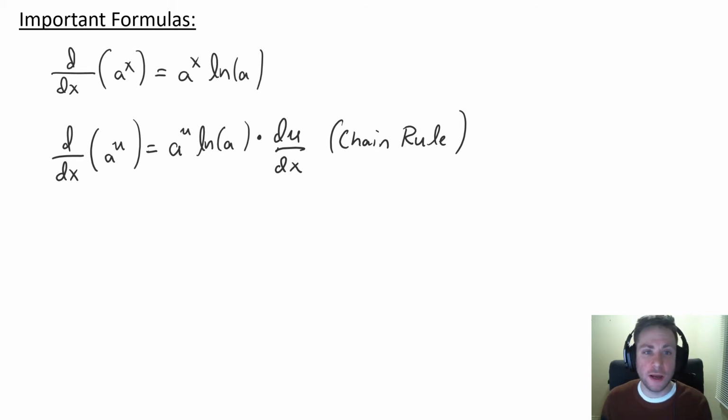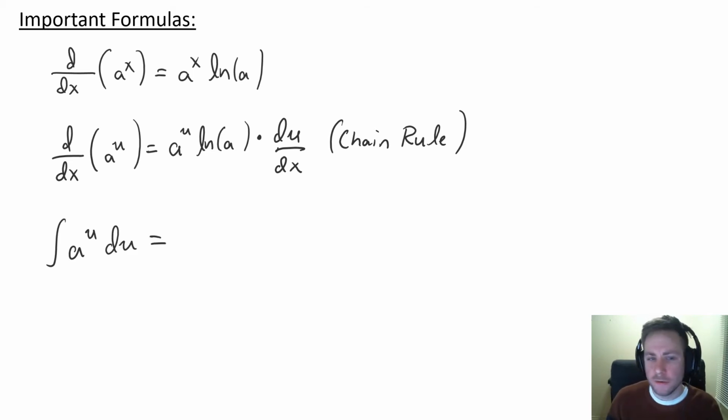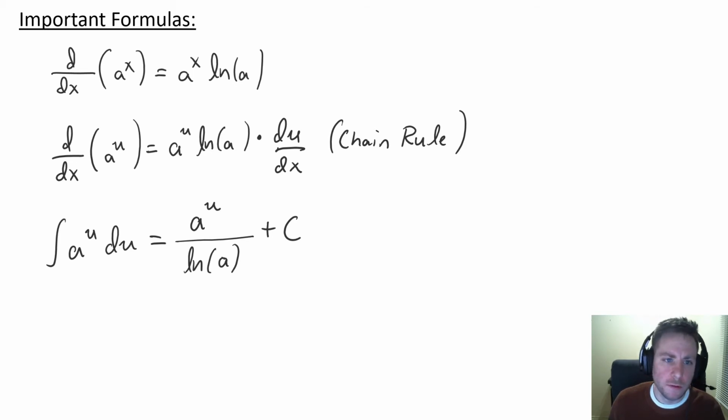And now that we know how to take the derivative of a to the u, we can also find the antiderivative of a to the u. The antiderivative is a to the u over ln of a. This last formula isn't something that's immediately obvious based on what we've done so far, so let's prove this.